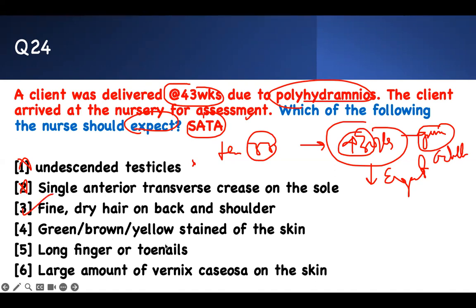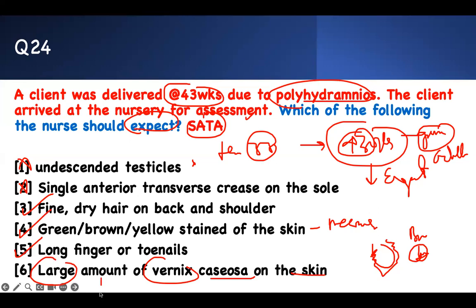Green, brown, yellow stain of the skin. They may have passed meconium while in utero, so you see green stuff on their body. Long finger and toenails, yeah, like an adult, right? Large amount of vernix caseosa on the skin. This is the white stuff you see on the baby. When they're born at term, it usually starts to go down. By the time they're postterm, there shouldn't be any more. So it shouldn't be large; it should be decreased. Decreased amount of vernix caseosa. So this is not expected. So 3, 4, and 5 are your right answers.